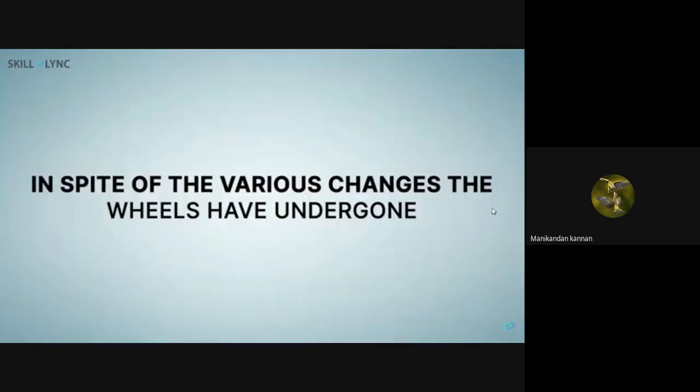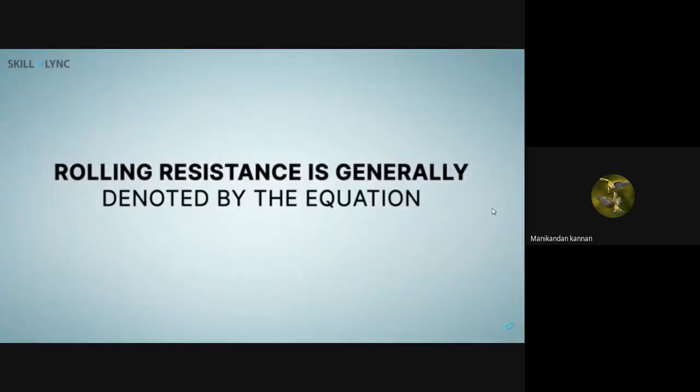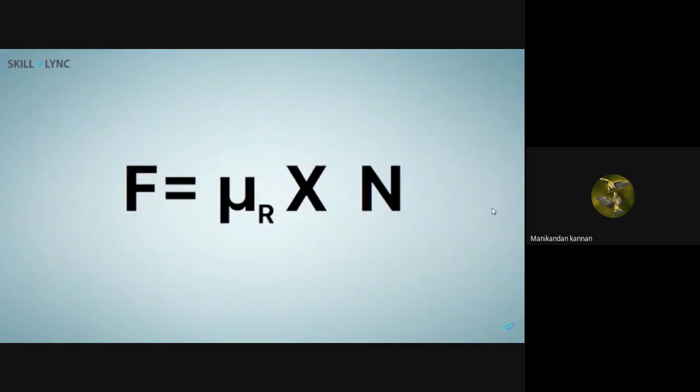In spite of the various changes the wheels have undergone, there was still something holding it back from becoming an ideal wheel. This is called rolling resistance, and this will be our topic today. Rolling resistance is denoted by the equation F equals mu r multiplied by N. Here F is the value of resistance, mu r denotes the coefficient of rolling resistance, and N is the normal reaction between the surface and the wheel.